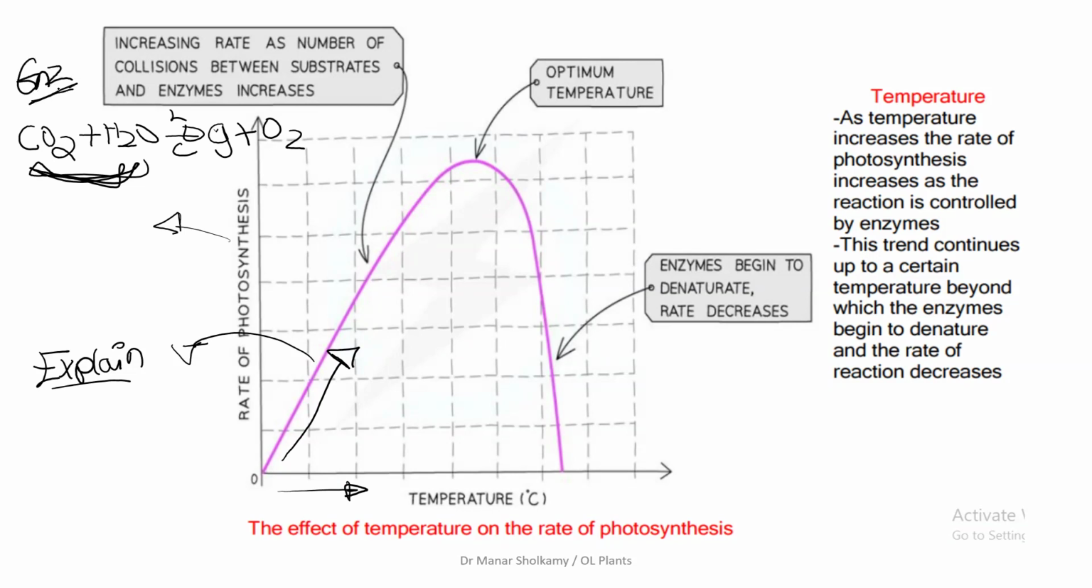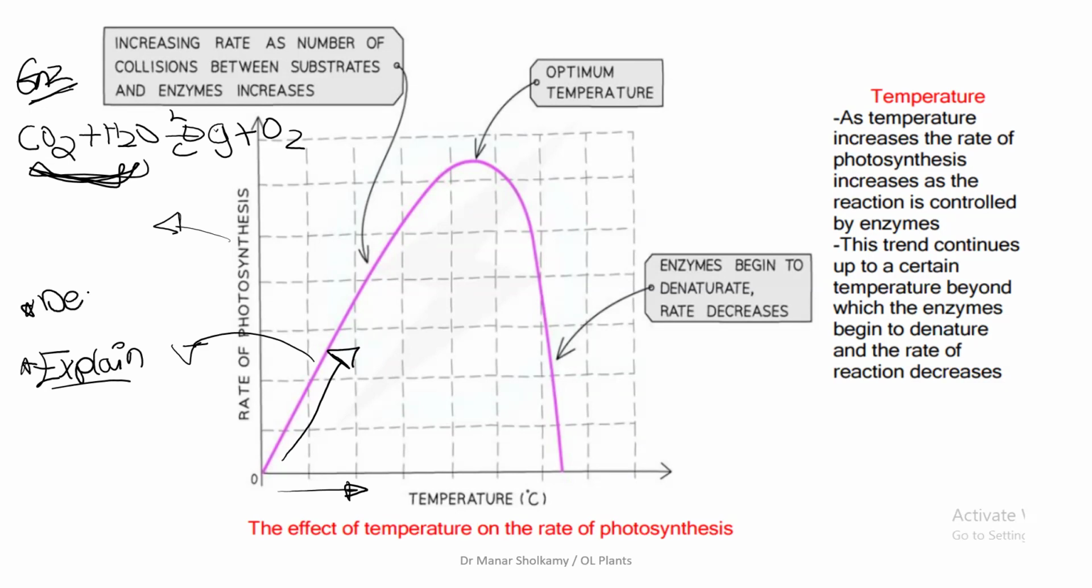So all these particles, all these molecules, when they gain temperature, they gain kinetic energy and they move faster and they collide, and there's a higher chance for successful collisions, more enzyme substrate complex, faster reaction, etc. Give them all the keywords so that they're happy. So here is the explain part.